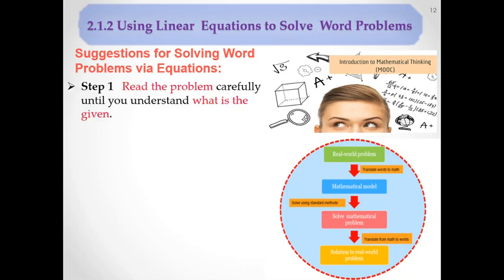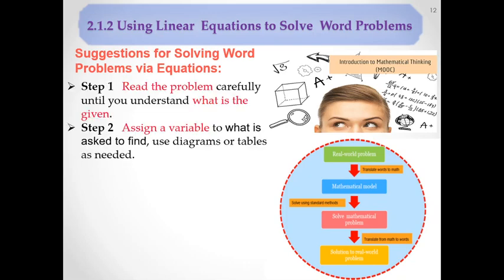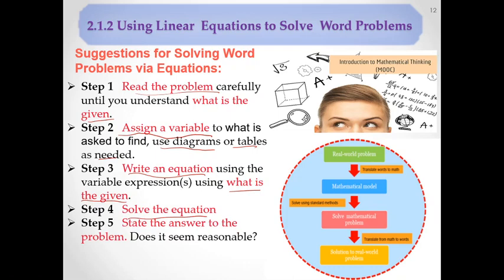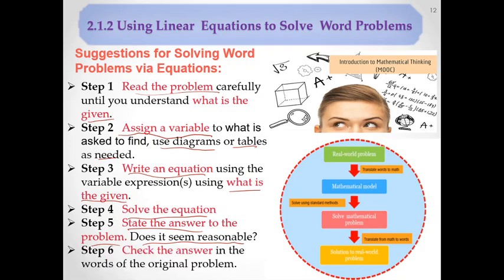Now, here are the steps to follow. One, read the problem carefully and try to understand what is given. Then try to use diagrams and tables to write what is given, and assign a variable. Then write an equation using the variable and what is given, solve the equation, and state the answer to the problem. Check if it is reasonable, and then check the answer in the words of the original problem.